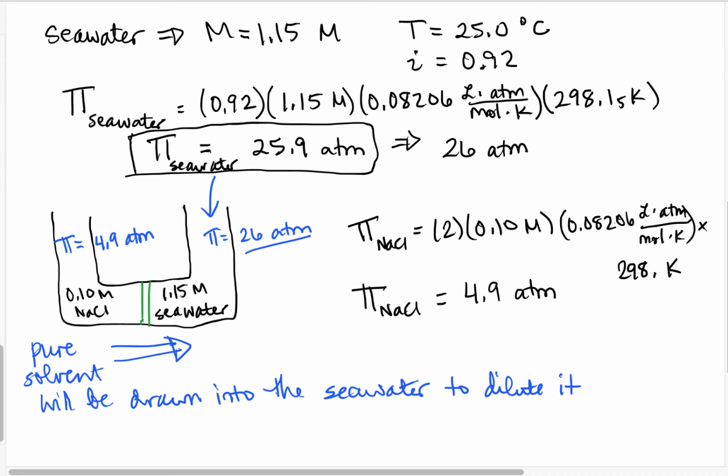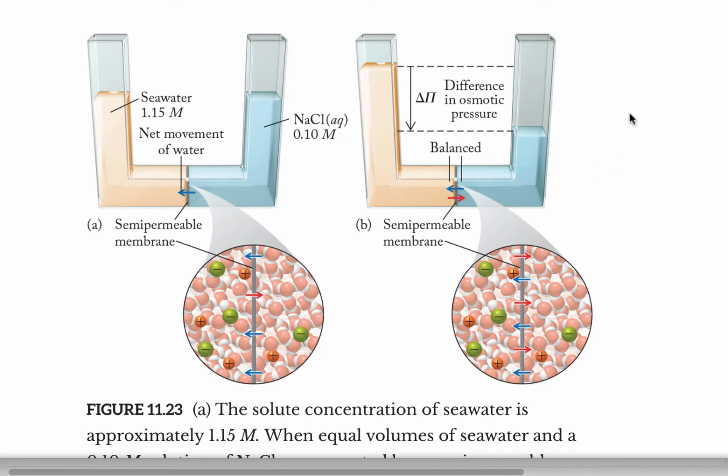So let's switch over and take a look at the book and see how this would look. This is figure 11.23 from our book. On the left-hand side, I guess they have their seawater and sodium chloride reversed. Anyway, it's fine. On the left-hand side of this diagram we have the seawater, and on the right-hand side we have the sodium chloride. The solvent molecules, you can see them in here, are going to have a net flow over to the left to dilute the seawater.